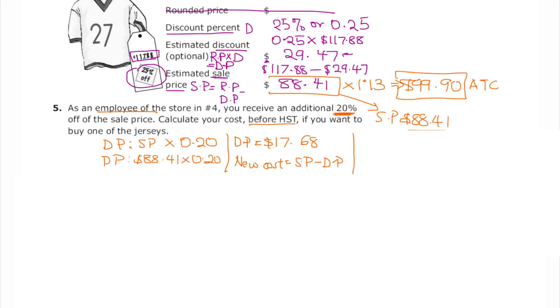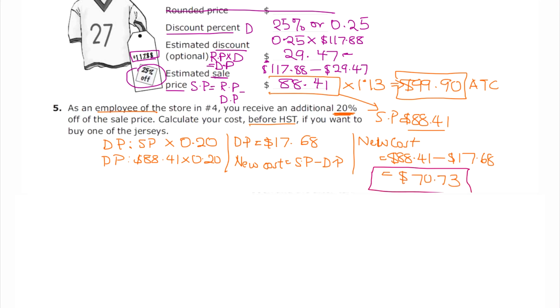The employee is going to pay $88.41 minus the discount price, which is $17.68, and that will give us $70.73. So this is how much money the employee is going to pay for that particular jersey if the employee is working for that particular store.